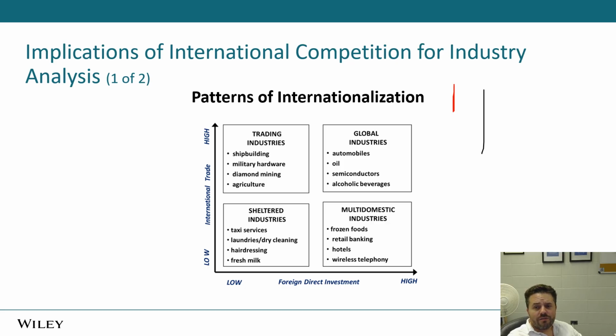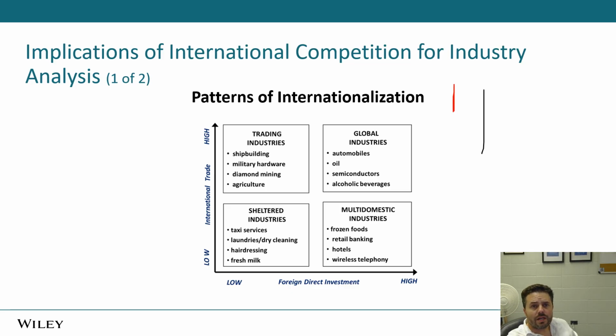Looking now at our fourth quadrant, multi-domestic industries. These are industries where there's a low degree of trade, but when it does happen, it is through foreign direct investment. Frozen foods, retail banking, hotels, wireless telephone. Retail banking's more obvious. It's a personalized service, so if you're going to expand internationally as a bank, you're going to need to have branches in the host market. Hotels, same, even more so, right? How can somebody sleep on the bed if the bed is in America and the customer's in France? You're going to have to buy some hotels there.